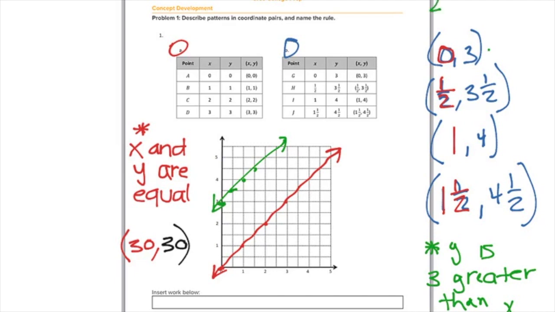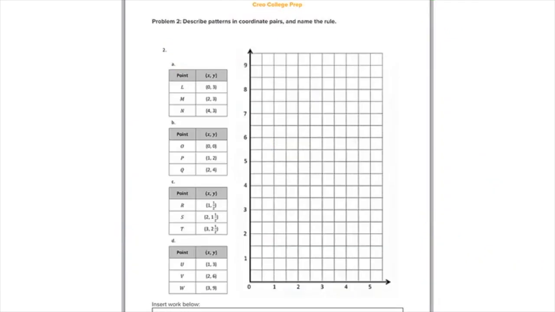Okay, so let's think. If I said with this rule that x is 2, what is y going to be? And you should be like, well, our rule says that y is always 3 greater, so I'm going to add 3, so y would be 5. Great job. Moving on to the next page.